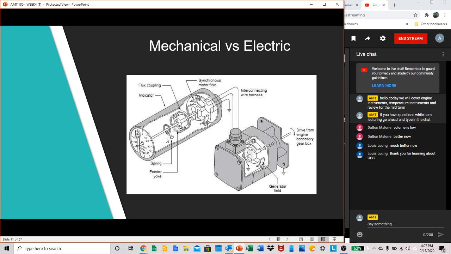You have this coil spring in here, and your pointer yoke, which again, those components you will have to read up on how they work. And then this is connected to your battery power, your interconnecting wire harness. And this is connected to your engine accessory gearbox. So that's how it works mechanically.